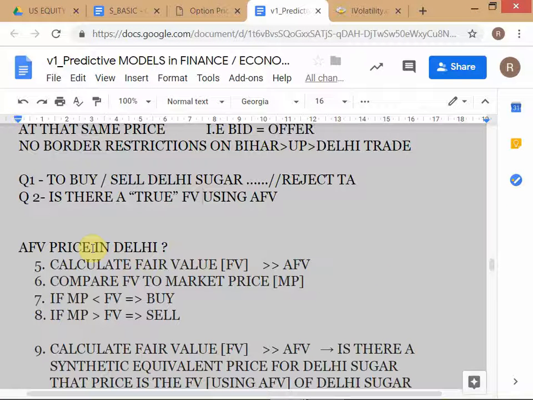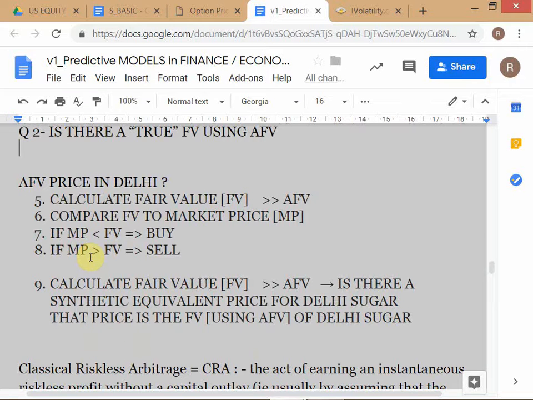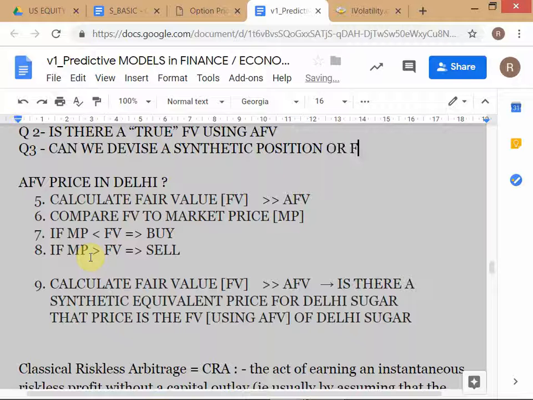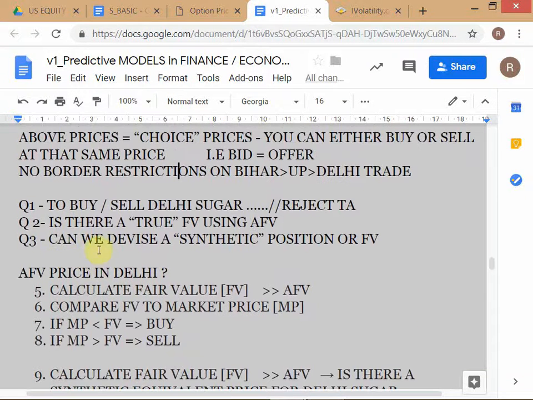Here, what you do is find out, the second question is synthetic. Can we devise a synthetic position or fair value? Synthetic, you already know what a synthetic is. This is all sounding a little bit complicated because I'm using the English language. When you look at the actual step, you will see it's very clear.